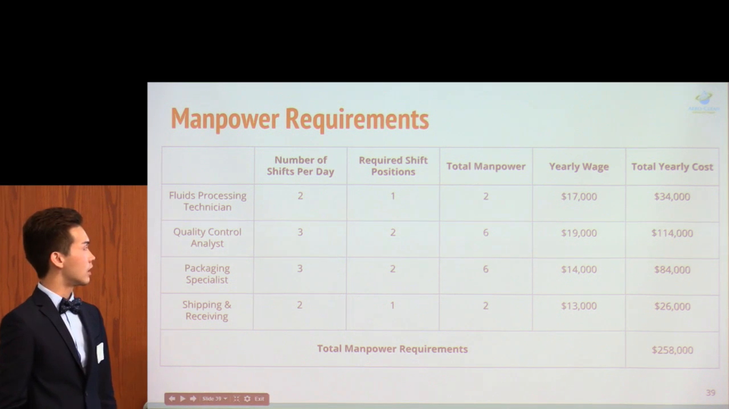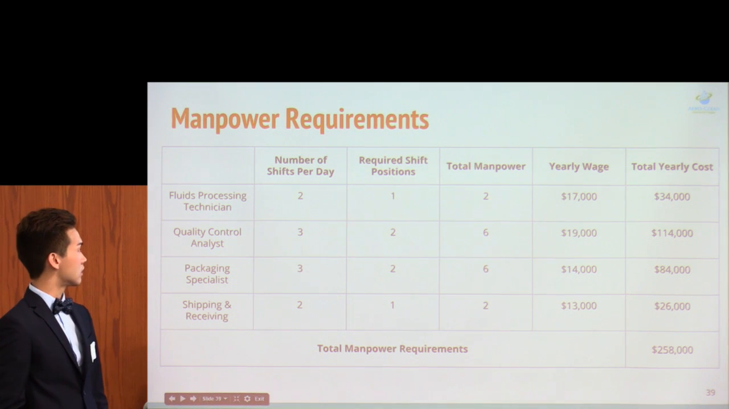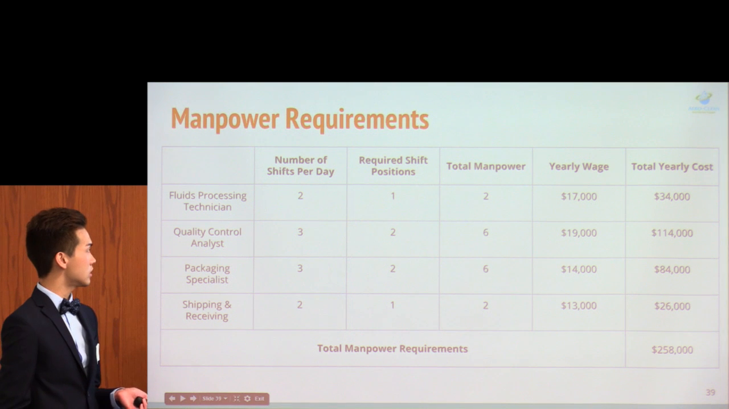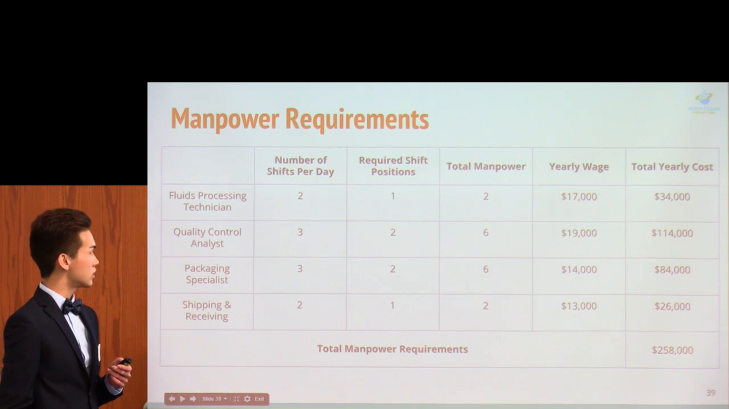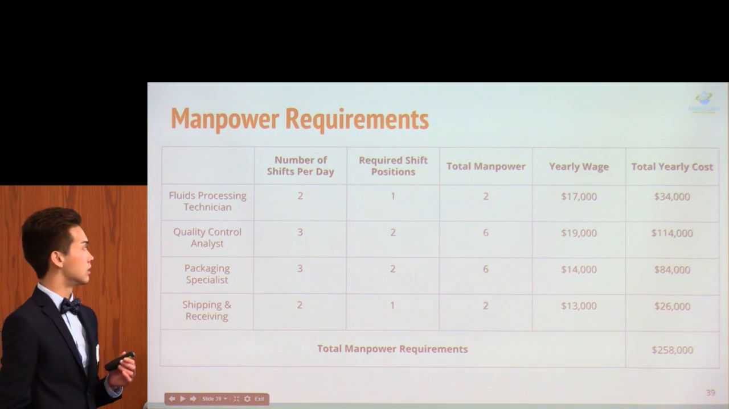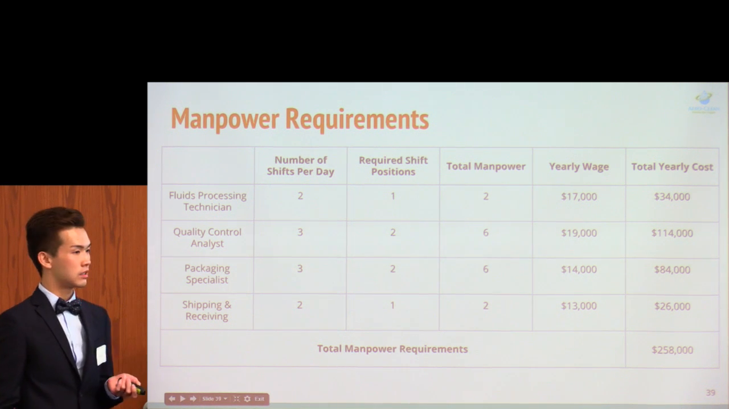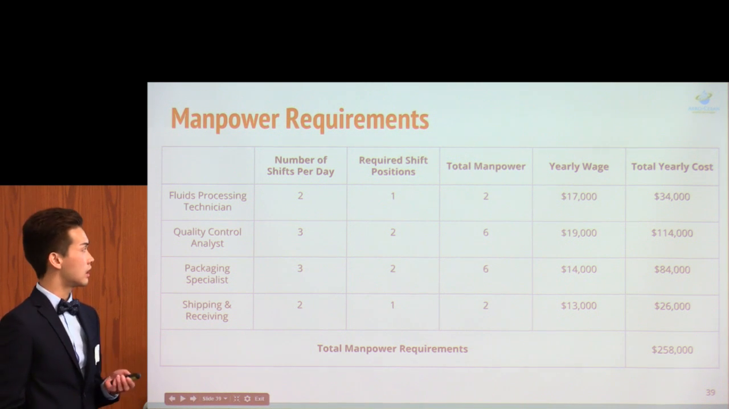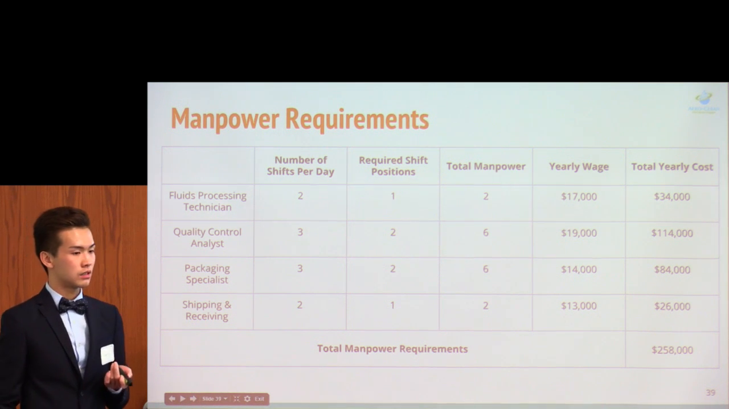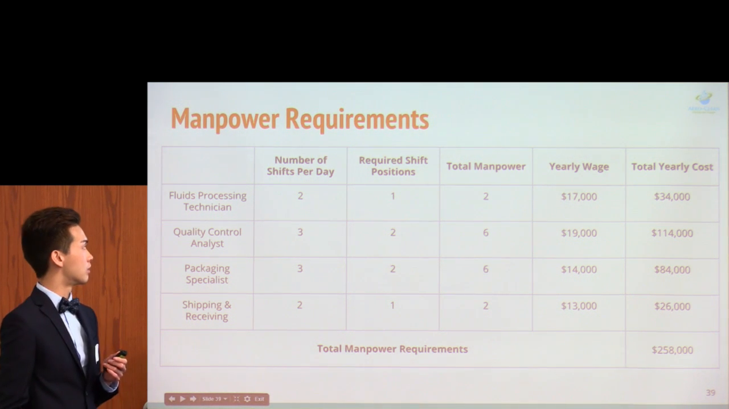For our manpower, we're hiring for 4 positions, including the fluids processing technician, the quality control analyst, the packaging specialist, and the shipping and receiving. The fluids processing technician will focus on the mixer as well as the feedstock storage tanks. The quality control analyst will test the ethanol as it comes in, the water as it's getting purified, as well as the final product of the formulation. The packaging specialist will work on the final assembly of our product.